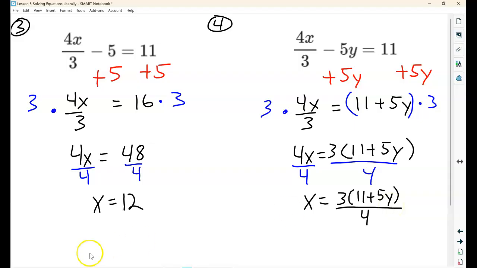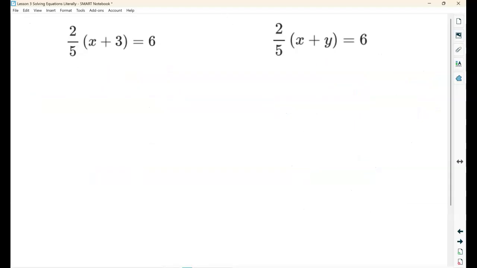All right, let's take a look at a note. So left side, we're going to multiply by 5.